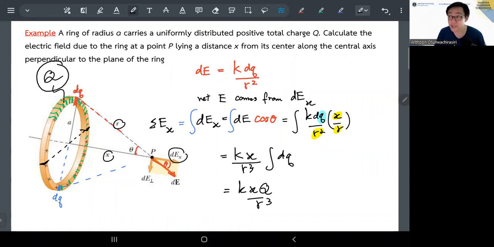Integration actually comes at the end, when you've already figured things out about the charge, the vector directions, or the cancellation of this and that. And then you have something left for you to integrate, and you do the integration. Isn't that neat? All right.